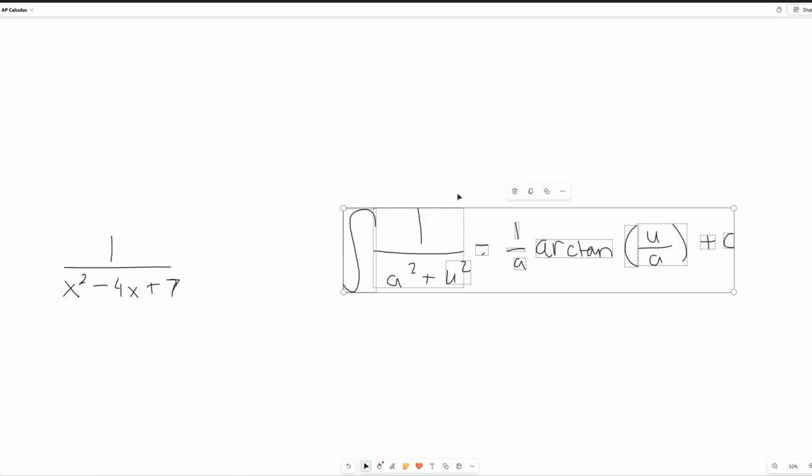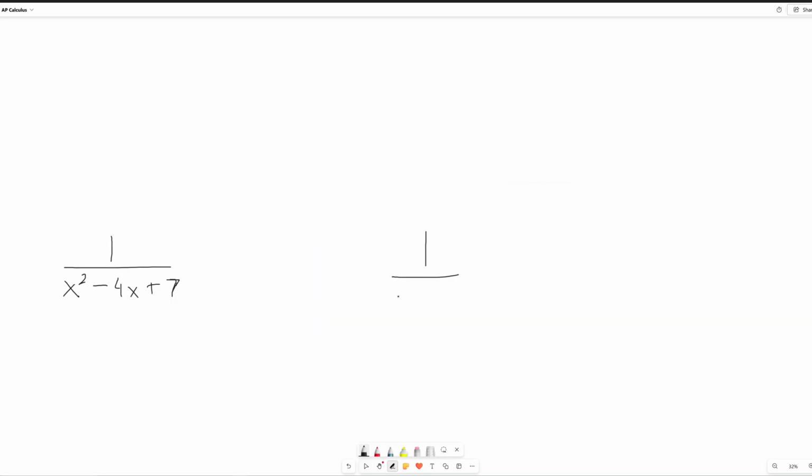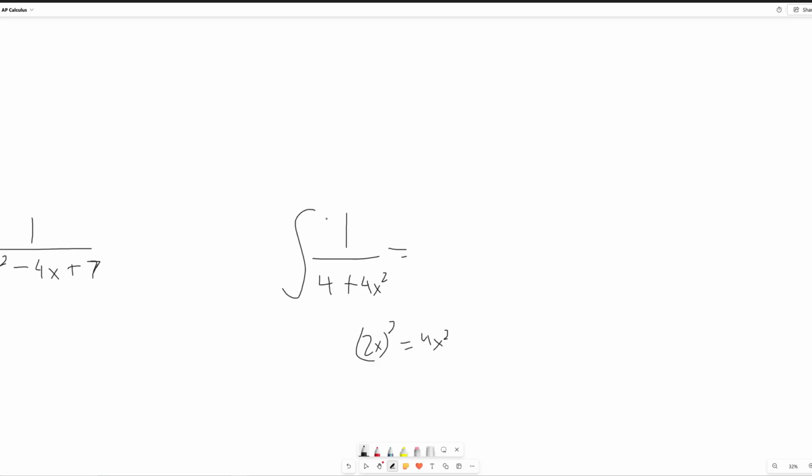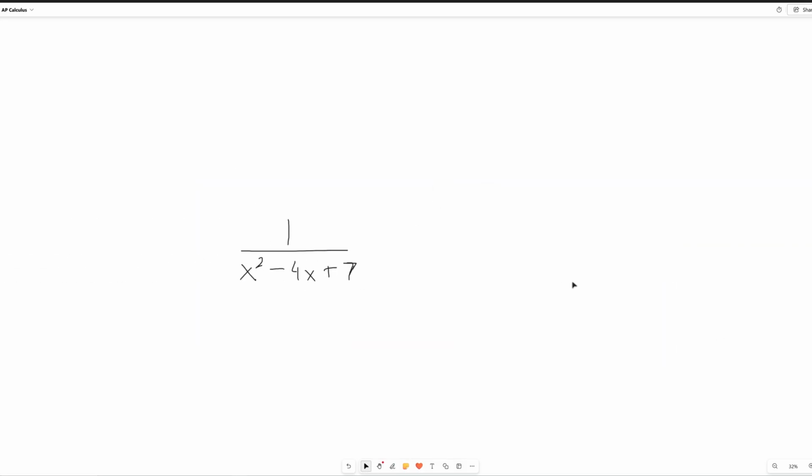So if I were to give you 1 over 4 plus 4x squared, right? This u value is 2x, because (2x) squared is 4x squared. So this would just be 1 over 2, because 2 squared equals 4, times arctan of 2x over 2. So that ends up being arctan of x. Alright, that's our brief overview of arctan.